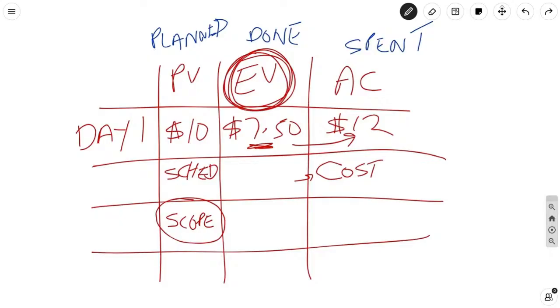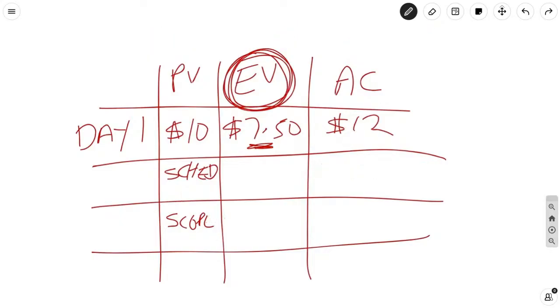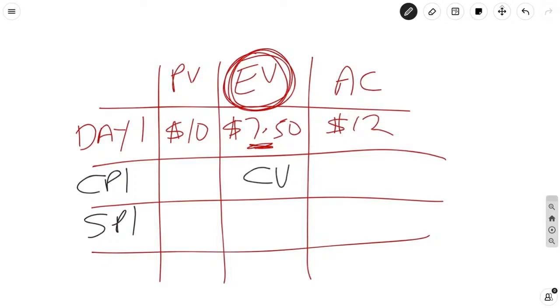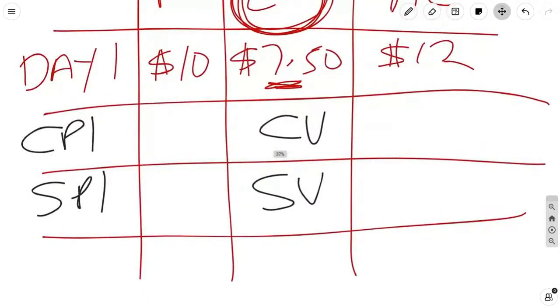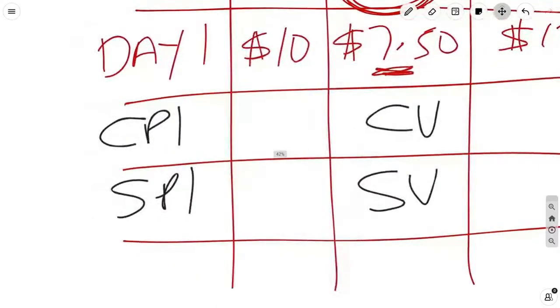And for that reason, we have these metrics that we use to further understand these numbers. And the metrics are as follows. I'm going to erase all of this and just show you real quick. So we have the cost performance index. We have the schedule performance index. We have the cost variance, and we have the schedule variance. All right, pay close attention. This is where it gets interesting.